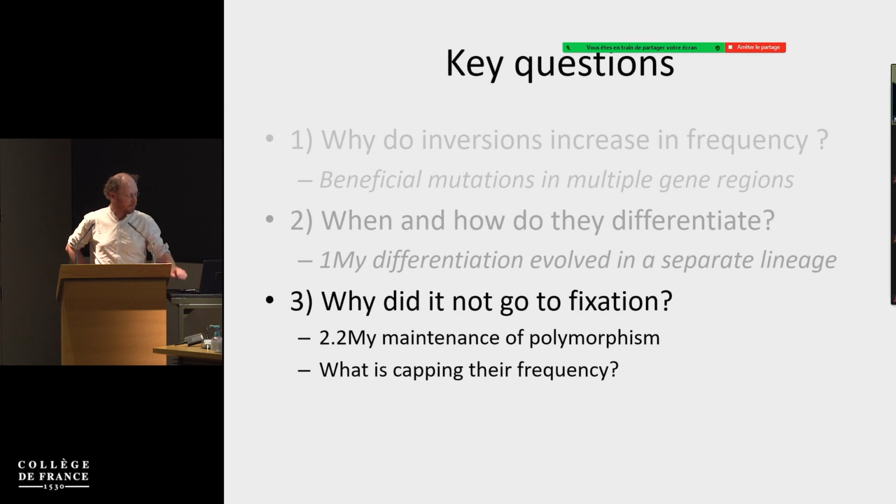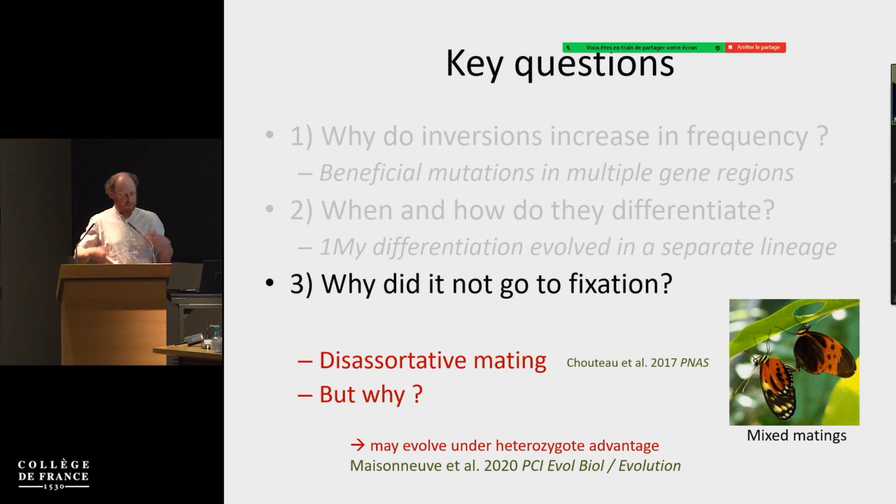And so why did it not go to fixation? So there's 2 million years of maintenance of polymorphism, which is perhaps 8 million generations. So there's something maintaining that and capping the frequency of the inversions, because one of the haplotypes, the inverted haplotypes, are very much favored, at least in the Peruvian populations. So we should expect them to go to fixation, but they don't. We showed a few years ago that there was disassortative mating, maintaining the polymorphism.